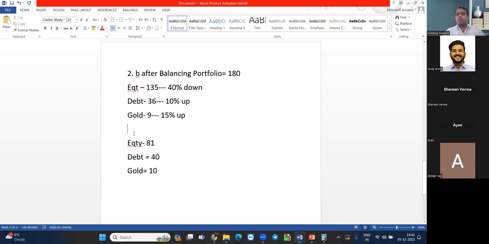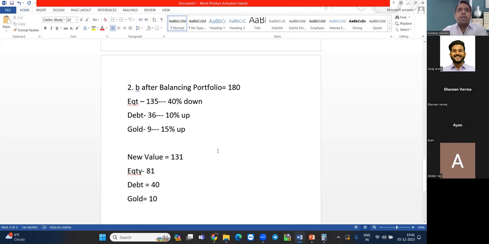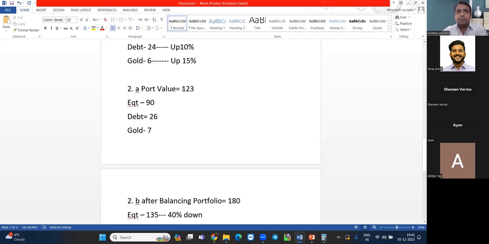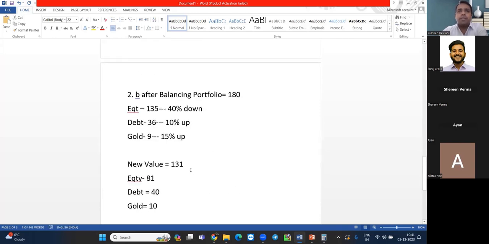So what would be the new portfolio value? 131. 131, 121, 131. How much did it come to here? 123. And here how much did it come to? 131. So when we have a market view and market understanding that the portfolio can fall, that means the market can fall, we should always book certain profit in an asset class which is giving you higher profits, and we should reallocate and rebalance it.